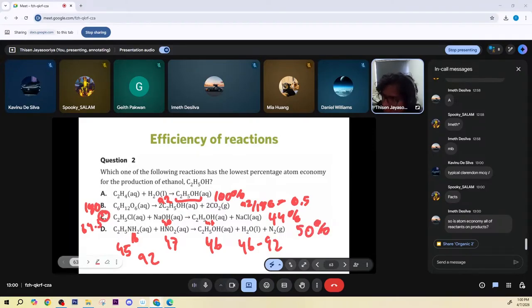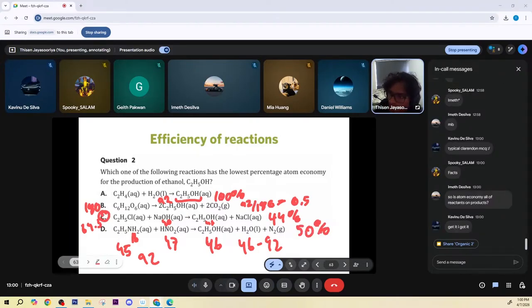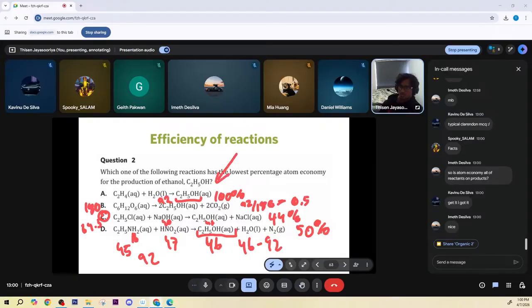So the atom economy is all of the reactants on the products, and it's not just all of the products, it's the desired product. The desired product, they'll make sure they outline in the question. So that is today's class.